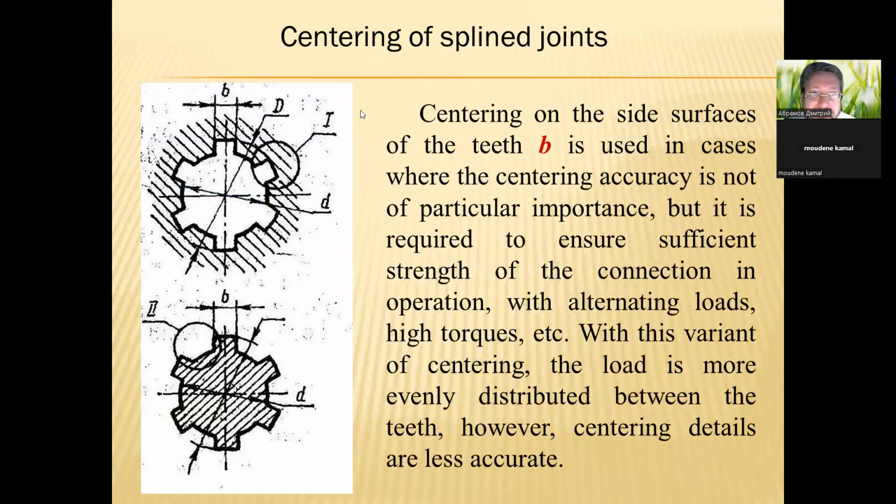The third method of centering of splined joints is centering on the side surfaces of the teeth, B. It is used in cases where the centering accuracy is not of particular importance, but it is required to ensure sufficient strength of the connection in operation with alternating loads, high torque use, etc. With this variant of centering, the load is more evenly distributed between the teeth. However, centering details are less accurate.